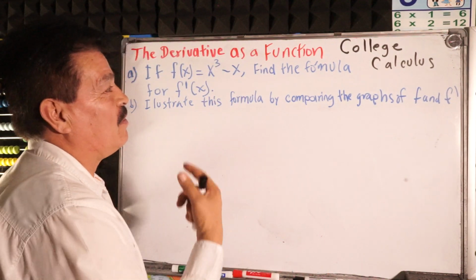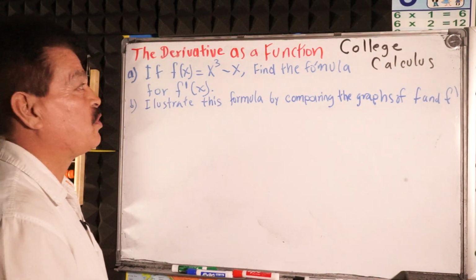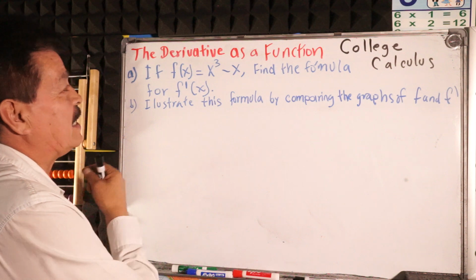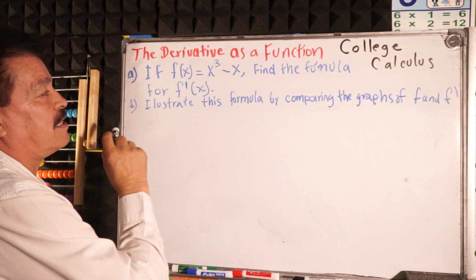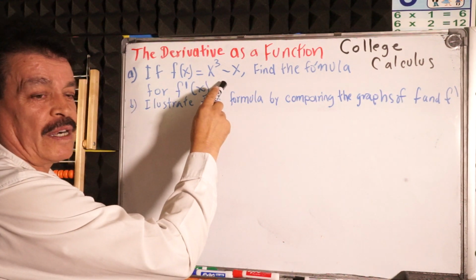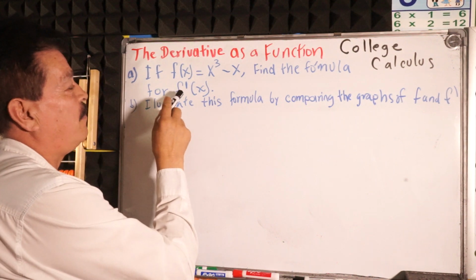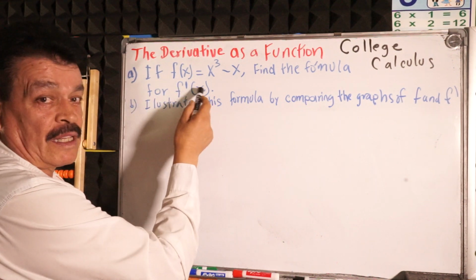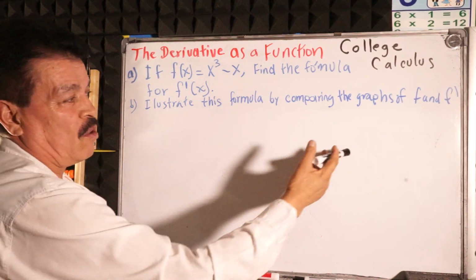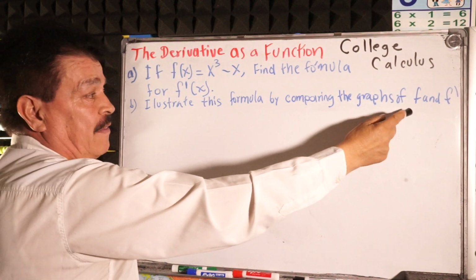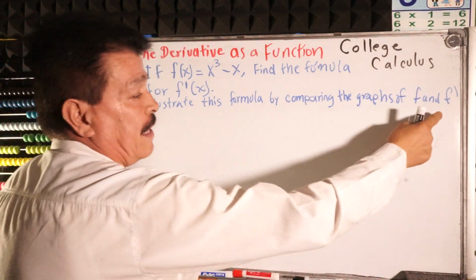I have this problem that is my question for me and also, I hope, for you too. The topic is the derivative as a function. If f(x) equals x to the third power minus x, find the formula for f prime of x. I mean this for the derivative. Also, we have to illustrate this formula by comparing the graph of f and f prime. I mean, for the function and the derivative.